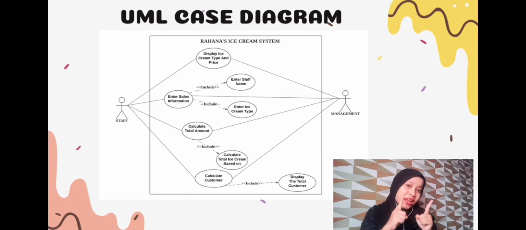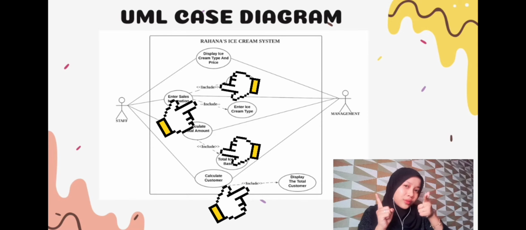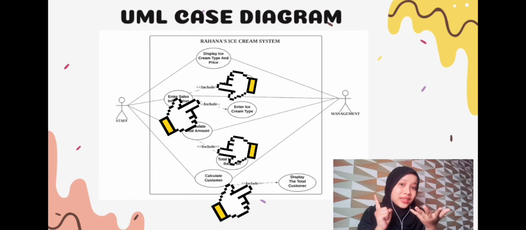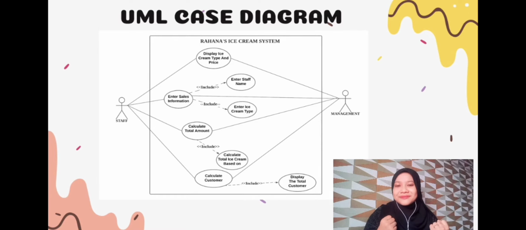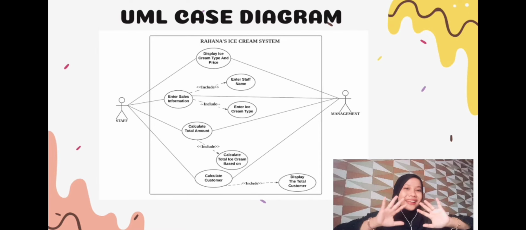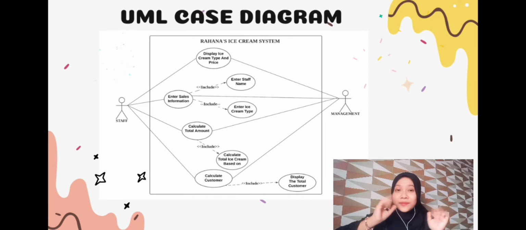Next, we have the dashed line with the arrow pointing towards. There is the include use case, which is the relationship with the base use case. Okay, we have completed the UML use case diagram of the Rahana ice cream system that we use. That's all from me. Thank you.